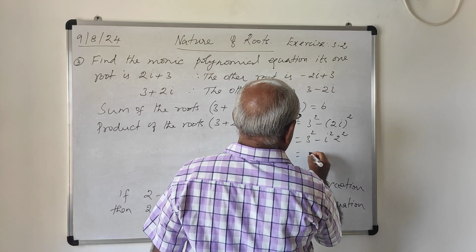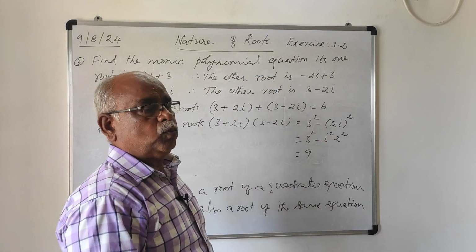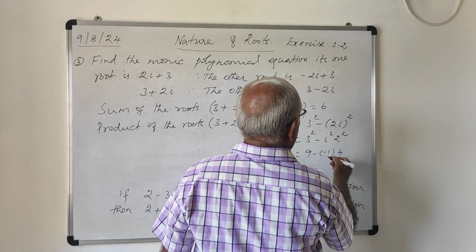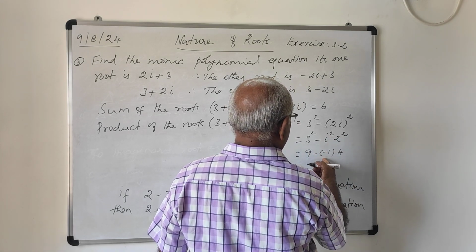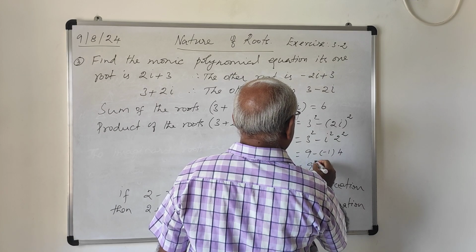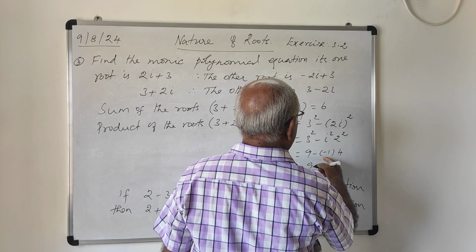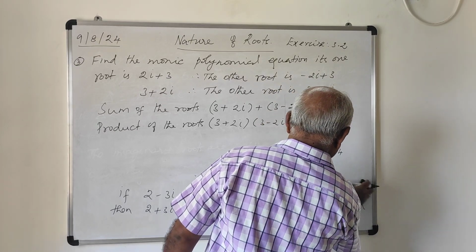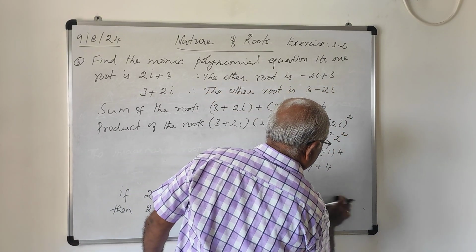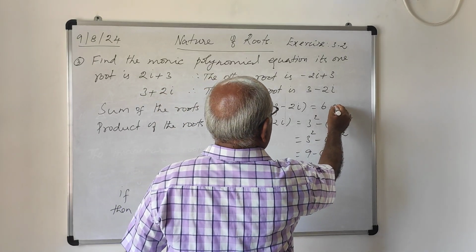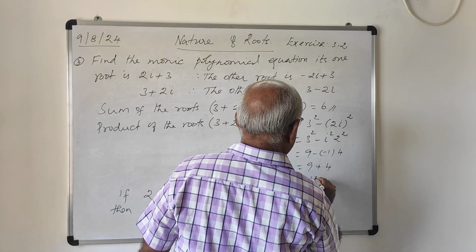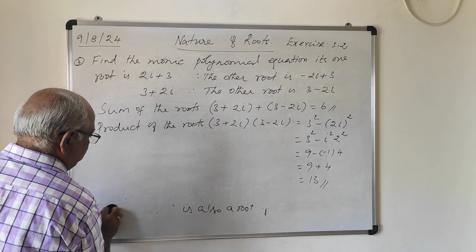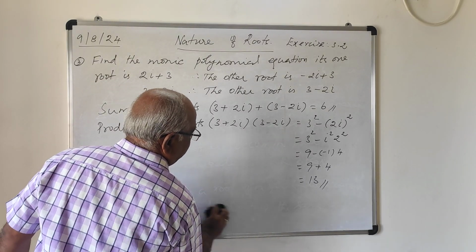You get 3 square is 9. I square, you know, is minus 1. 2 square is 4. So minus of i square is plus 1. Therefore you get 9 plus 4, that is equal to 13. Product of the roots is 13. Sum of the roots is 6. Therefore the required equation is the equation with rational coefficients of minimum degree.